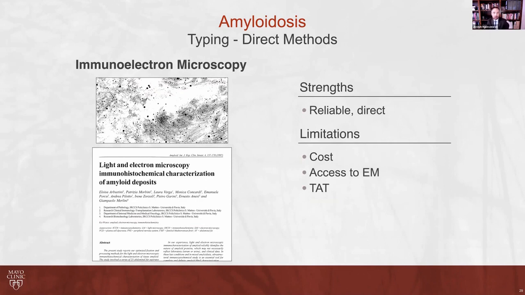Likewise, immunoelectron microscopy is still better than even immunofluorescence. It's reliable, it's a direct method. It's often viewed as the gold standard for typing amyloid. However, there are very, very few labs that have the technical capabilities to perform immunogold or immunoelectron microscopy. Furthermore, access to EM is somewhat limited in general, and the turnaround time is very lengthy. It can take several weeks to do immunoelectron microscopy, at least in places here in the States.